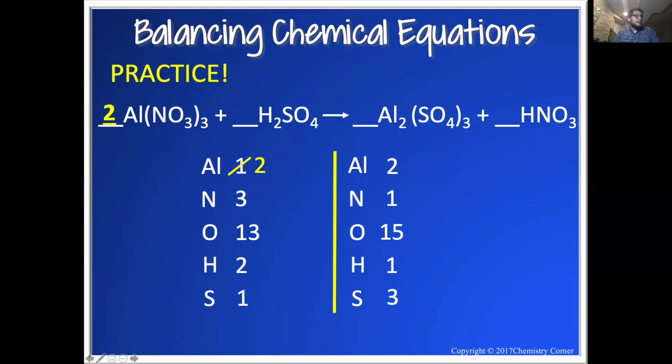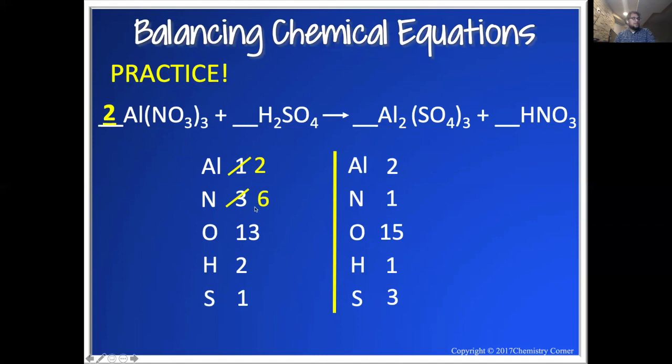I know I have 3 nitrogens on the left, right? But now that I've put this coefficient in here, it gets a little more complicated. So I've got 1 nitrogen in here times this subscript of 3, and 3 times 1 gives me 3 nitrogens. But now I've got a coefficient of 2. So 3 times 1 gives me 3 nitrogens, and now I've got 2 times 3 gives me 6 nitrogens now. Okay, so let's pause right there.